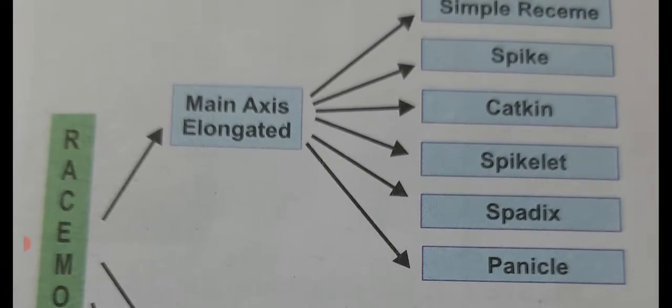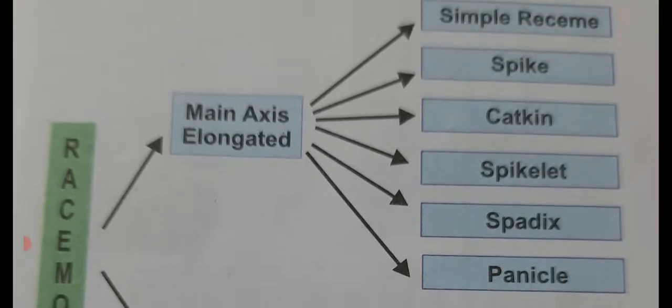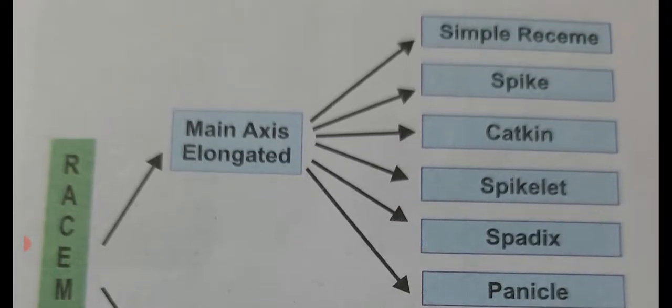So first one, main axis elongated. That means the central axis of the inflorescence, that peduncle, is known as the main axis. That will be very lengthy. That is main axis elongated. It is again divided into different types. One is simple raceme, spike, catkin, spikelet, spadix and panicle.